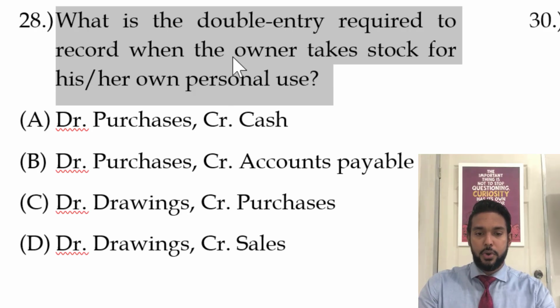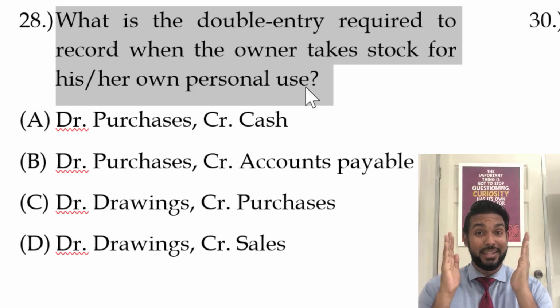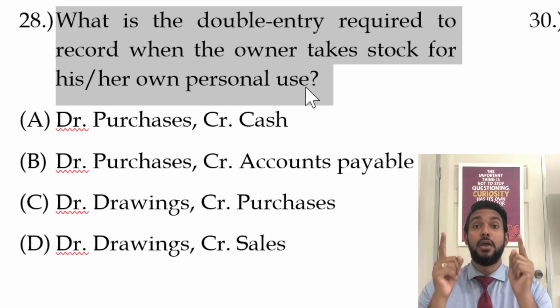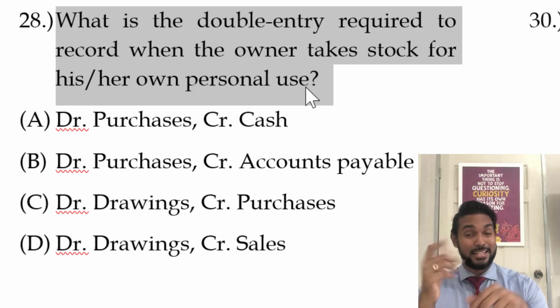So what is the double entry required to record when the owner takes stock for his own personal use? So what did we say? Anytime the owner is taking anything for his or her own personal use, you have to debit drawings and you credit the asset that's being taken out.